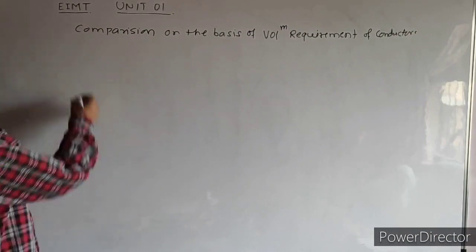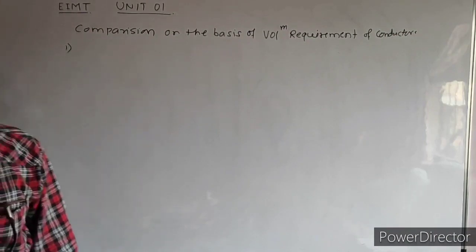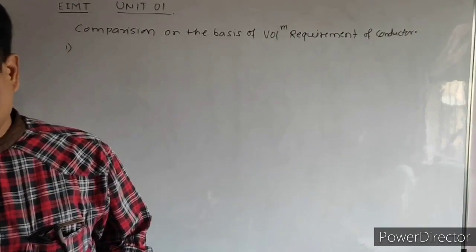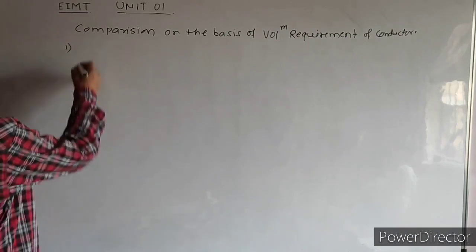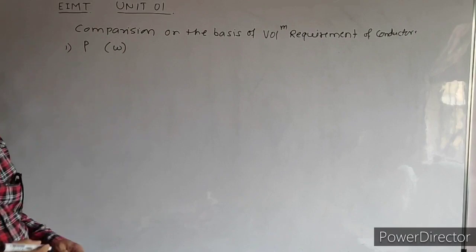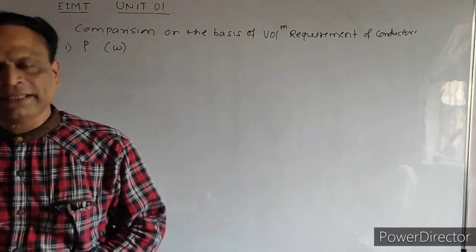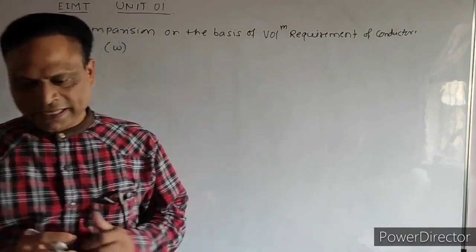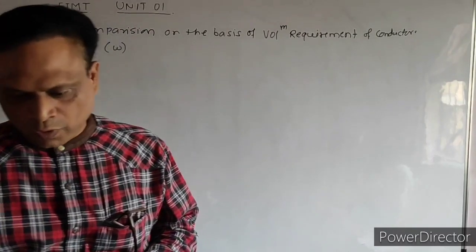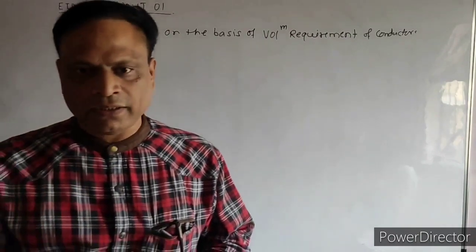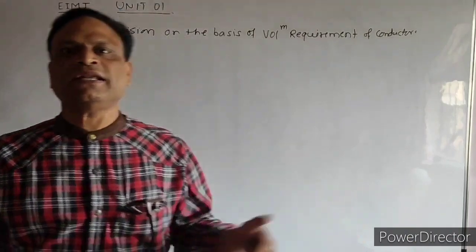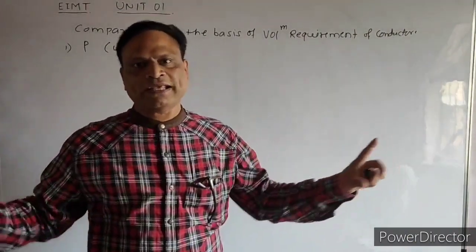unchanged. So first assumption will be power to be transmitted, that is P, is same in each case. So we are talking about the power. Power will be measured in watts. The power to be transmitted in each case will be the same. Now second assumption will be distance L over the power is to be transferred will be same. Means we are considering L is same for all the cases.